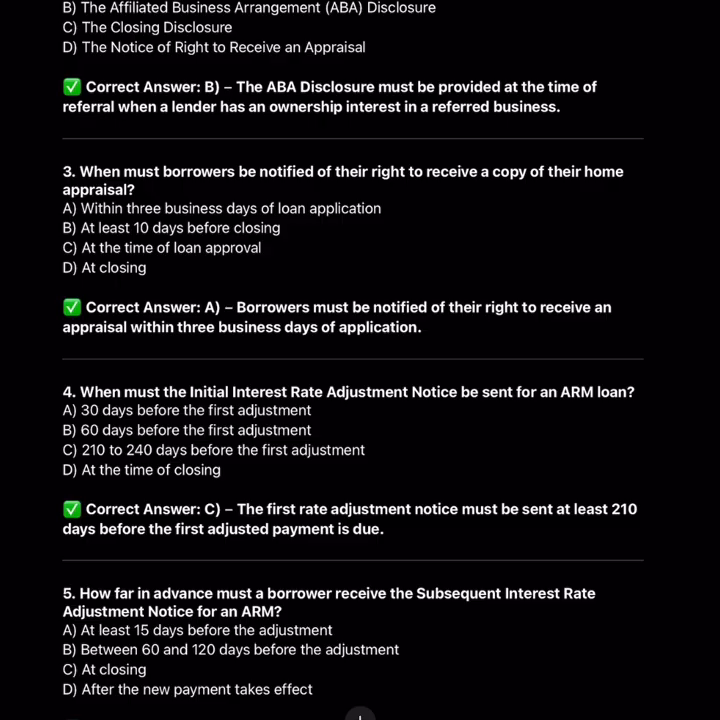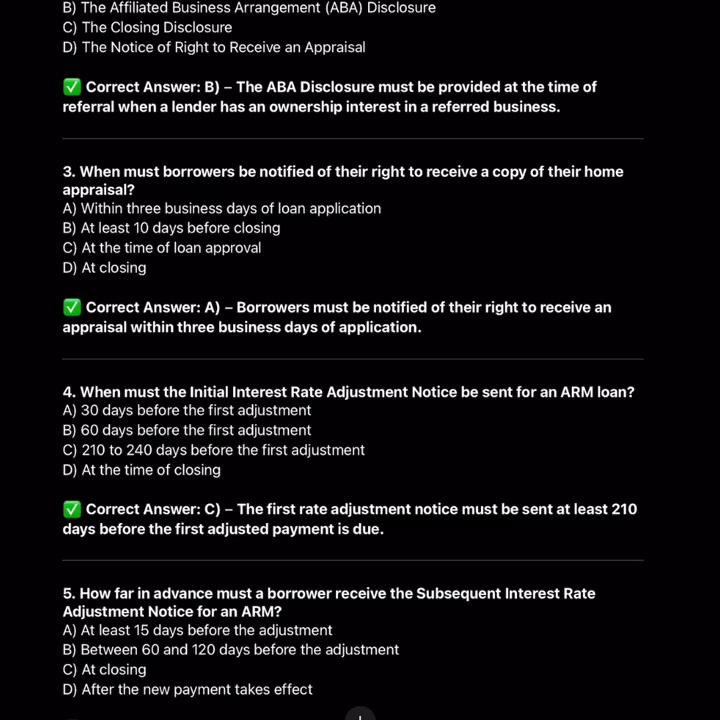4. When must the initial interest rate adjustment notice be sent for an ARM loan? A. 30 days before the first adjustment. B. 60 days before the first adjustment. C. 200 to 240 days before the first adjustment. D. At the time of closing. Correct answer, C. The first rate adjustment notice must be sent at least 210 days before the first adjusted payment is due.